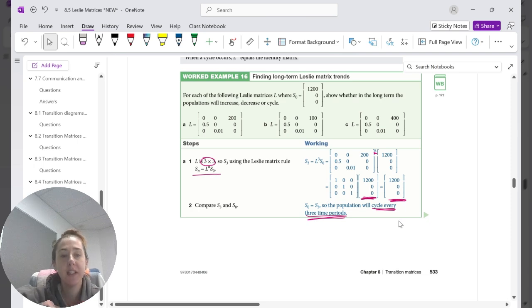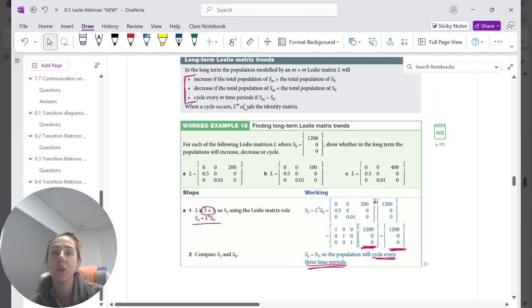So if we have a look at this, S of 0 and S of 3 are the same. We actually end up with the same. So the population is going to cycle every 3 time periods.